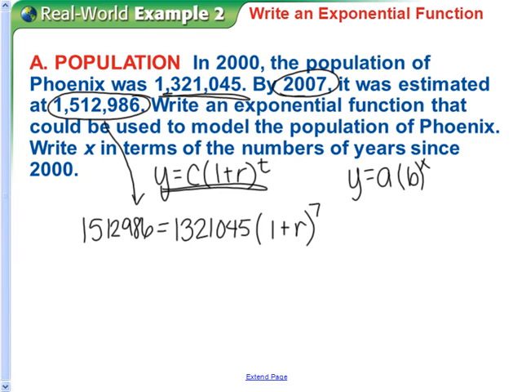Okay, how are you going to solve this? Well, the first thing that you have to do, when we're trying to get r by itself, is to get rid of that 1.3 million. And what's happening between the 1.3 million and the parentheses? It's being multiplied. So we undo that by dividing both sides by 1.3 million.